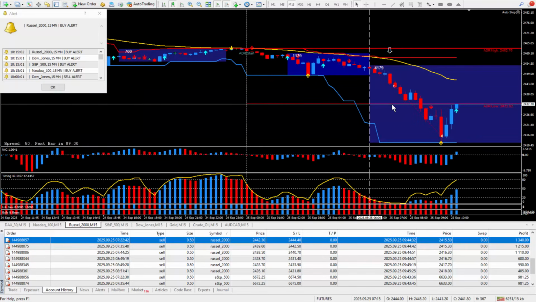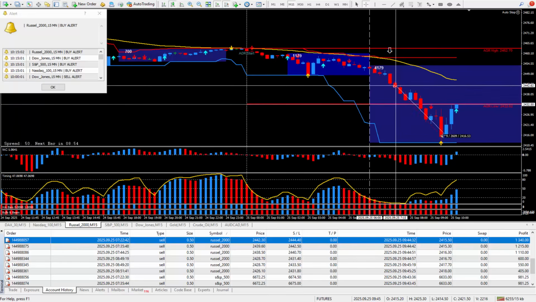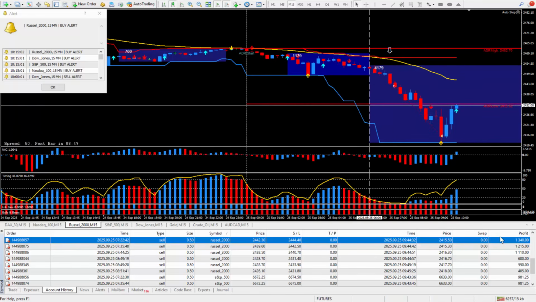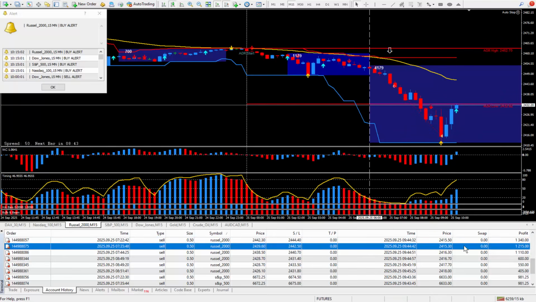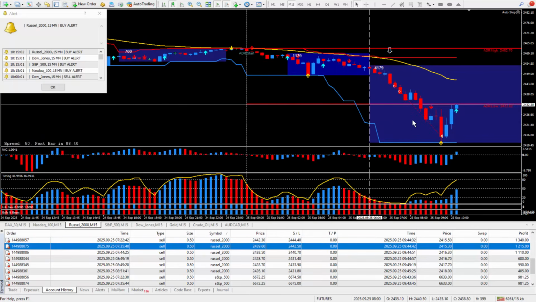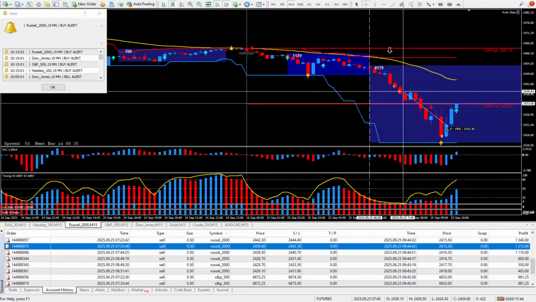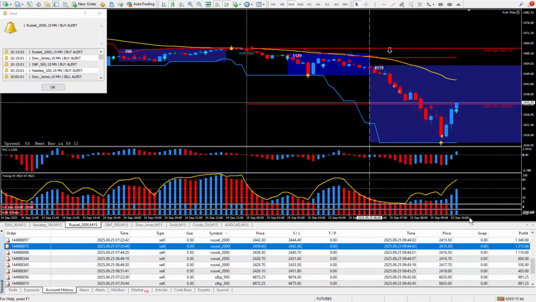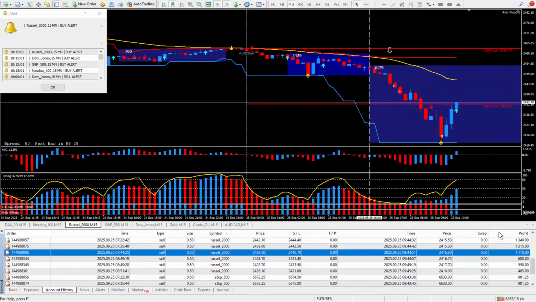Calculator says that this one should be 268. So let's see, 268. That's as close as I can get. Paid out $1,340. Next one here, let's see where I got in at. This one here says 243 ticks. 243, close enough. $1,215.